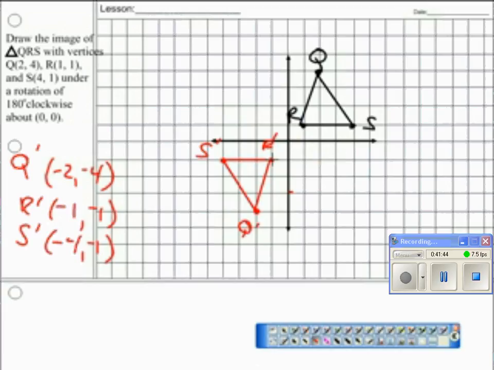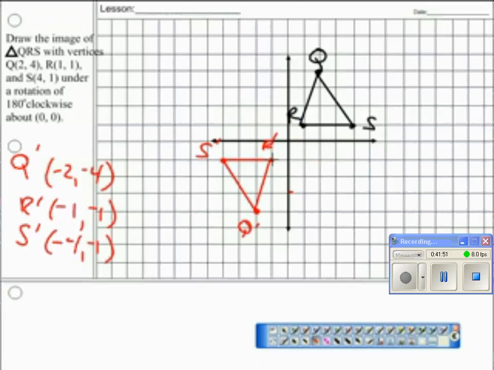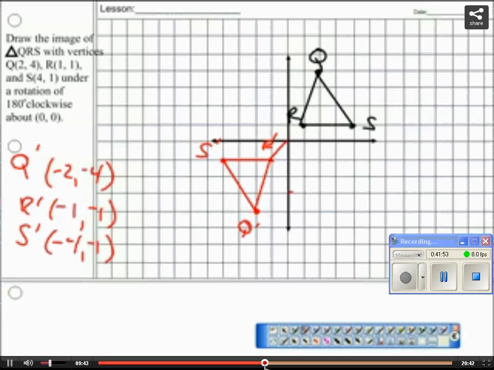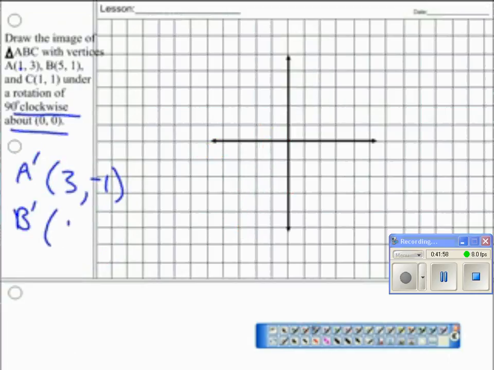Does it look right? Good, it should be upside down. It's in the right place, it's rotated 180 degrees. And one way to check it is to make sure all the primes are equidistant from the origin. B prime. Notice, watch what he's doing. 90 degrees clockwise. What's 90 degrees clockwise do? Right, the original is A, it switches X and Y and makes the second one the opposite.